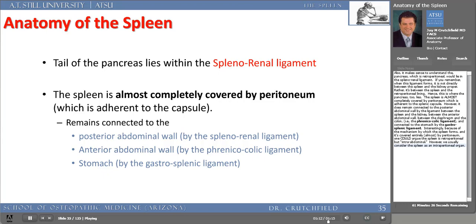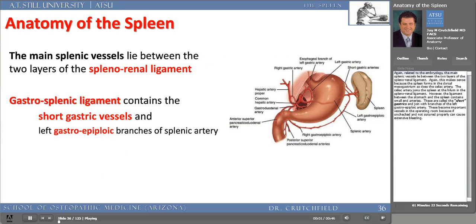However, we usually consider it as an intraperitoneal organ. Again, related to the embryology, the main splenic vessels lie between the two layers of the splenorenal ligament. Again, this makes sense because the spleen forms in the dorsal mesogastrium, as does the celiac artery. The celiac artery joins the spleen at the hilum in the splenorenal ligament.